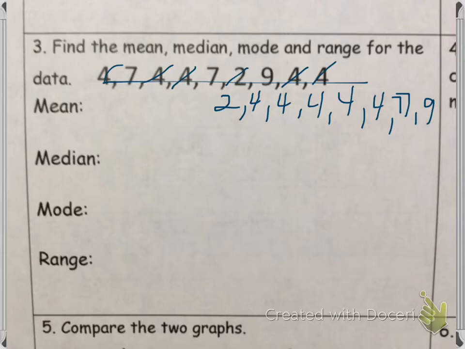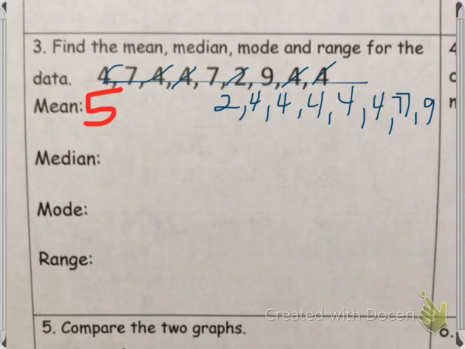So what we're going to do now is add those numbers together, and then divide by 9. So 2 plus 4 plus 4 plus 4 plus 4 plus 4 plus 7 plus 7 plus 9. When I add those together, I get 45. There was 9 numbers, so 45 divided by 9 is 5. So my answer there for the mean is 5.